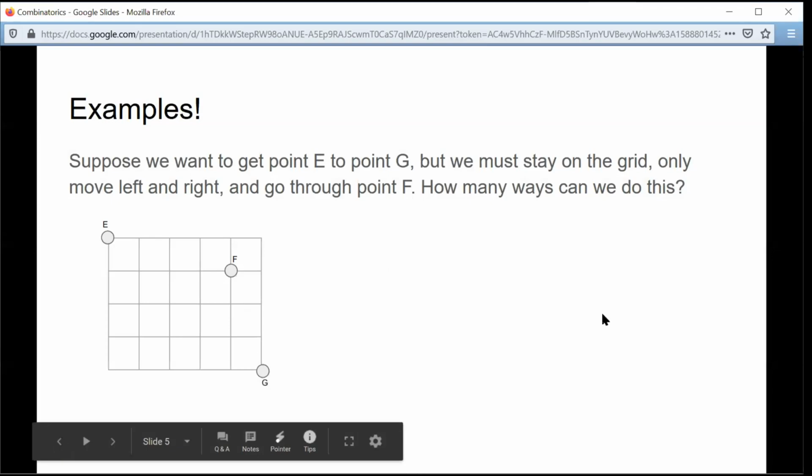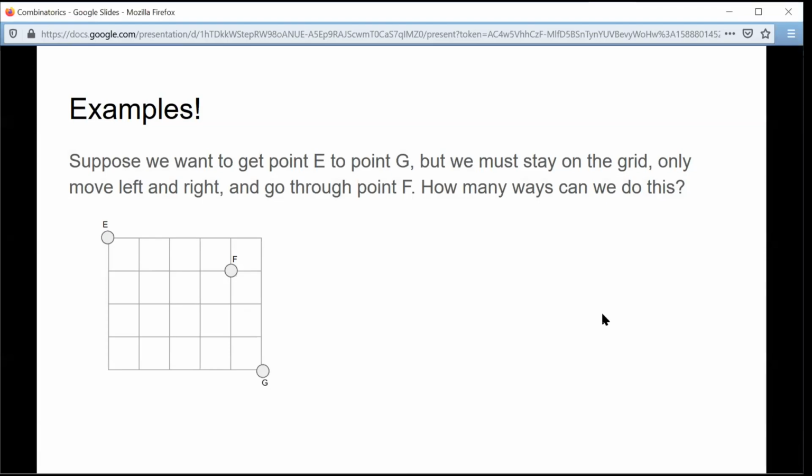Okay, right here we have a slightly more complicated version of the last problem. For those of you who said it was quote unquote too easy, we have a challenge now. Suppose we want to get from point E to point G, but we must stay on the grid. Only move, okay, this shouldn't say left and right. This should say down and right, and go through point F. How many ways can we do this? I'll give you a few minutes to think about that.